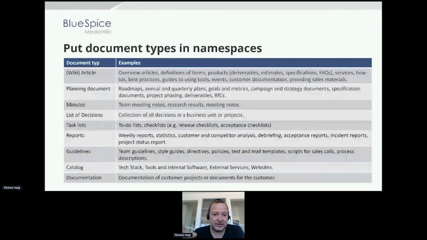Then another one is task lists. Now I go fast forward. Reports, guidelines, a catalog, like, okay, I have to monitor the tech stack. I need a documentation of all tools and internal software used, or external services. And then there is also documentation.